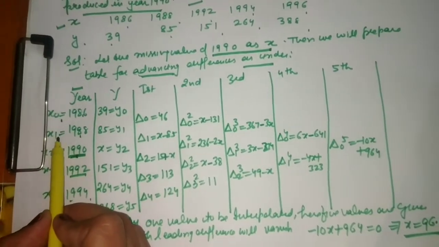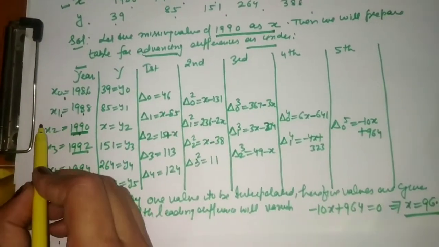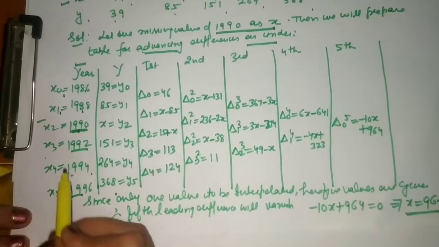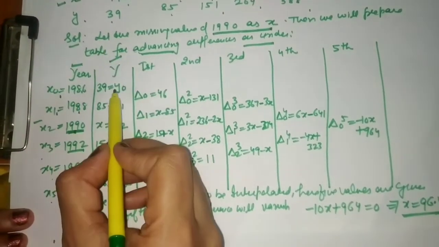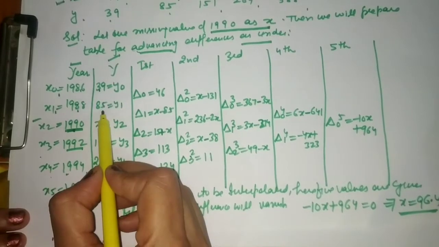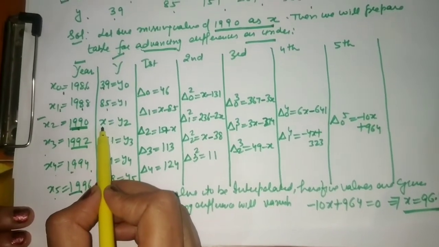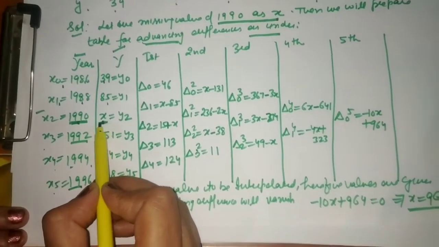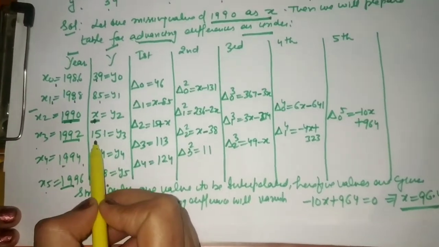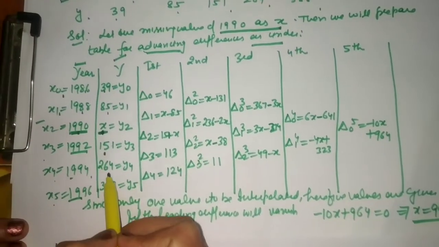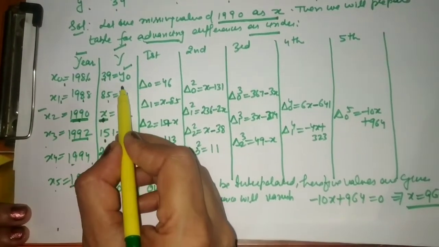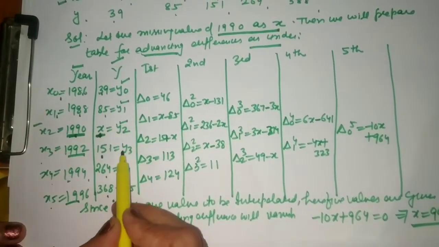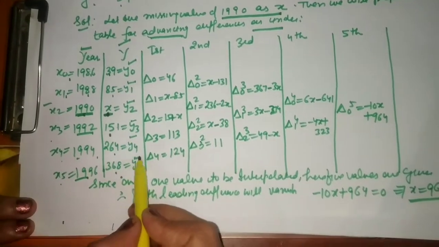This is X1, this is X2, then X3, X4, X5. Then Y is given as 39, 85, and 90 is the missing value, so I have written it as x, and then 151, 264, 368. I have considered these as y0, y1, y2, y3, y4, y5.